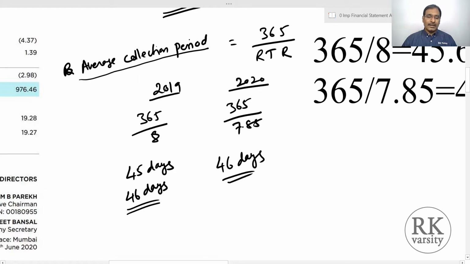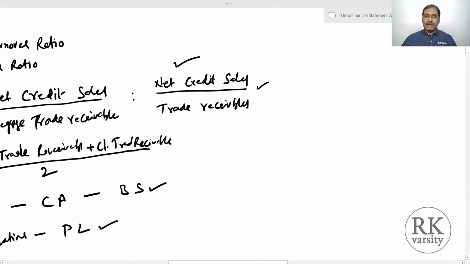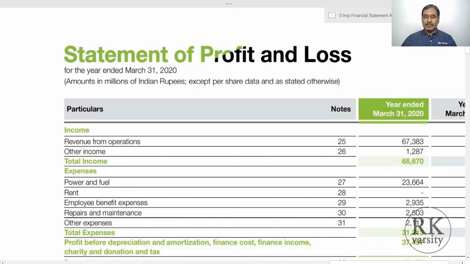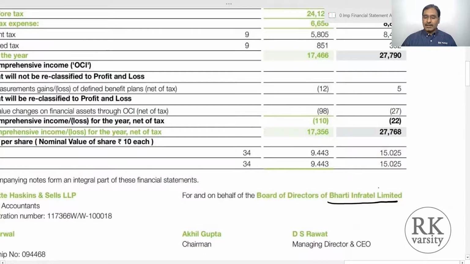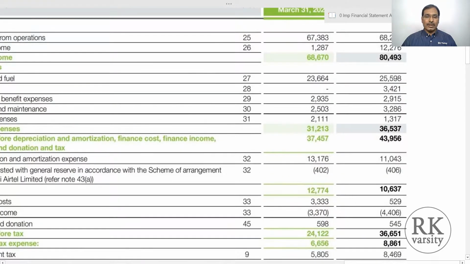So by minimizing the number of days, that is the average collection period, you will minimize your working capital requirements. This is the case of Pidilite. On the other hand, I sourced another company's profit and loss account and balance sheet. This is the statement of profit and loss account and balance sheet for Bharti Infratel Limited. Bharti Infratel provides infrastructure to telecommunication companies.